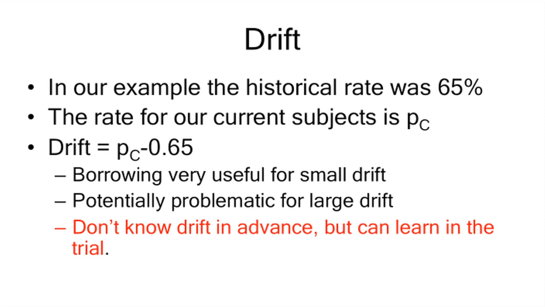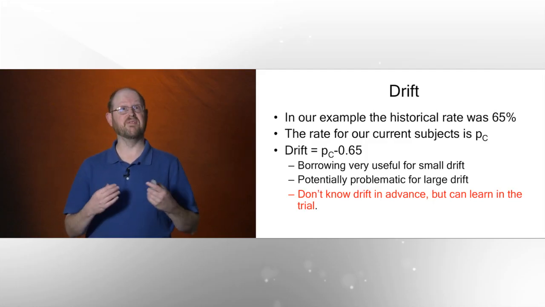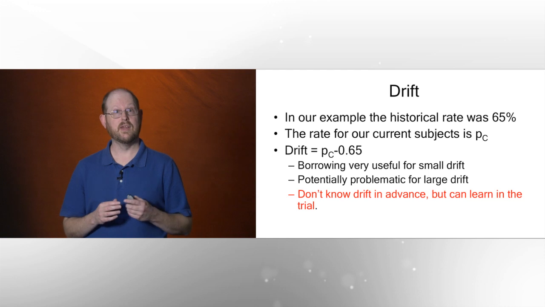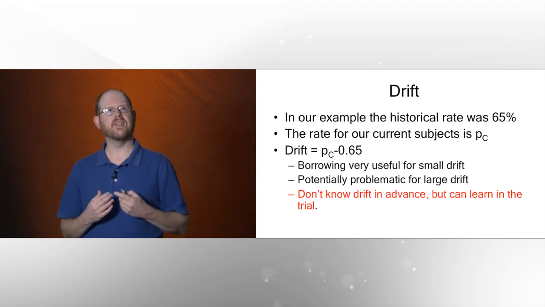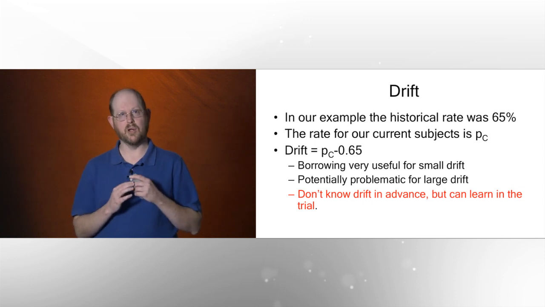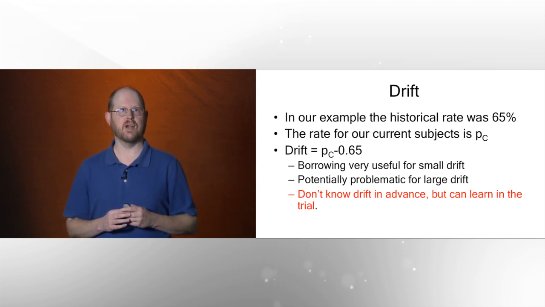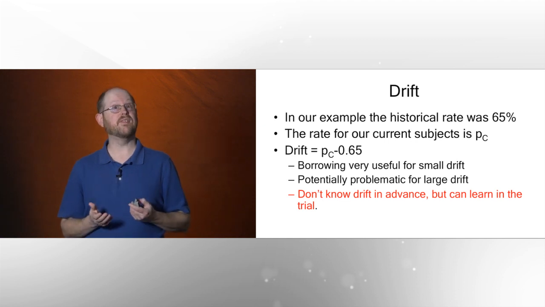But it's also most likely that our current control rate, PC, is going to be a little bit higher than 65%, or a little bit lower than 65%. There's also the possibility it could be very different from 65%. Whatever that difference is, that's drift. It's the difference between the parameter I have now going into the study and whatever that historical data is that I'm borrowing from. We don't know this in advance.